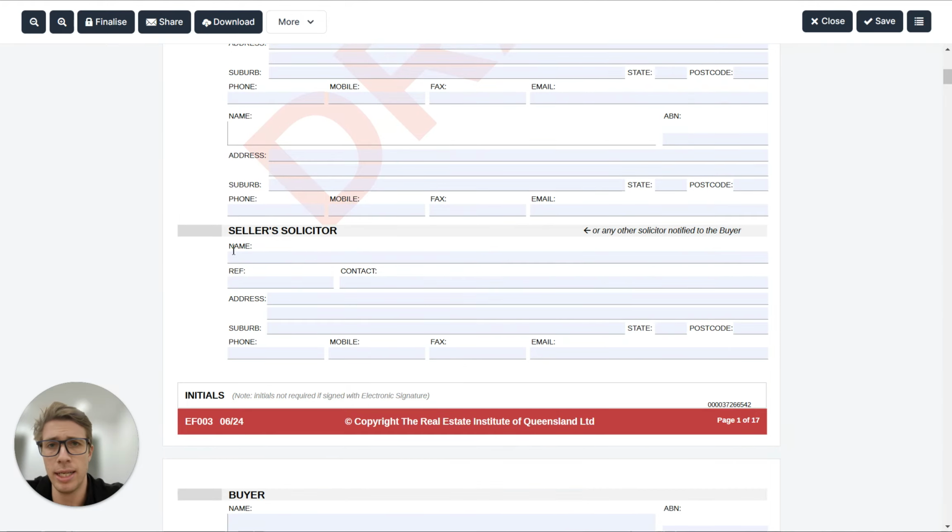This section here is the seller's solicitor. So this is going to be your solicitor. Before the contract is done, we obviously have to work out who your solicitor is going to be, so that this information can be put in here.